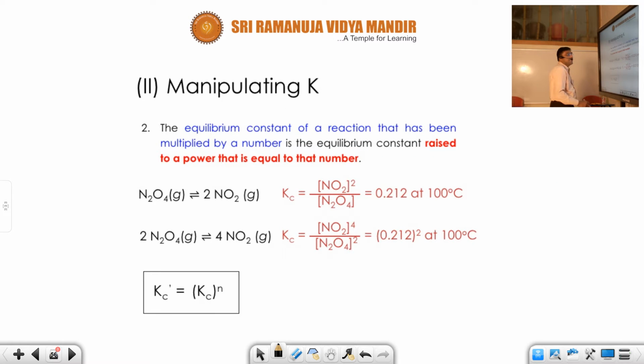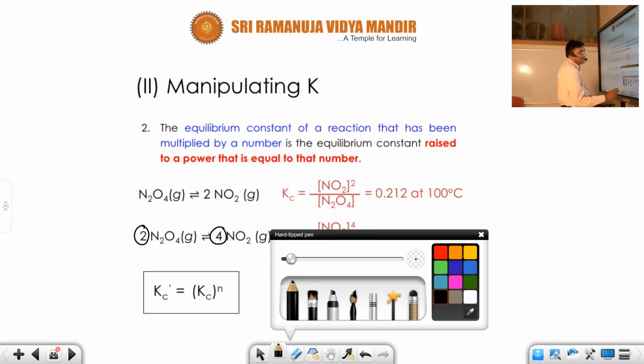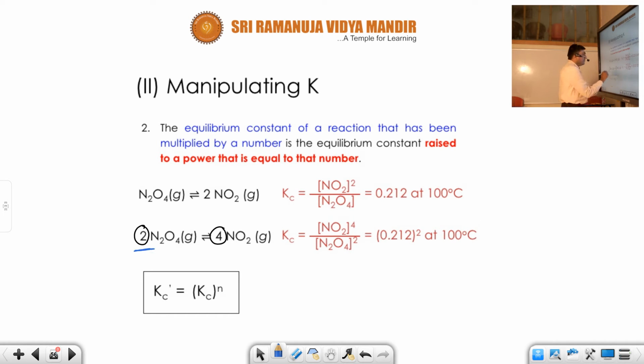So let us see the other case. Now, students, if the reaction is multiplied by a factor, see in this reaction it is multiplied by a factor, particularly 2. Naturally you have to raise K to the power 2. That means if it is K, it will be K square. So this is one of the characteristics of the equilibrium constant.